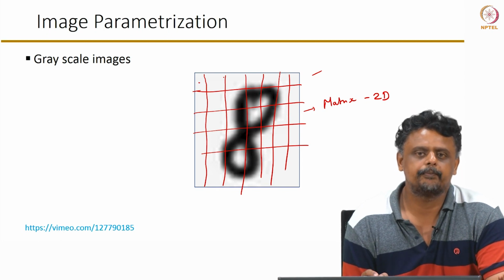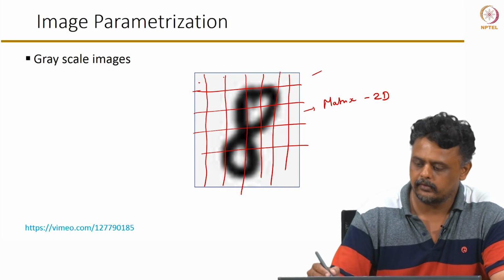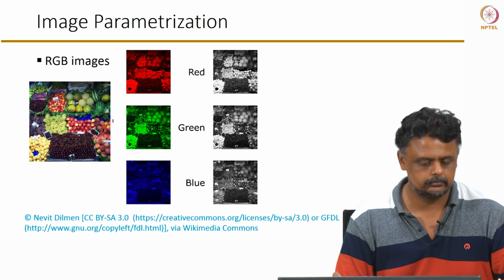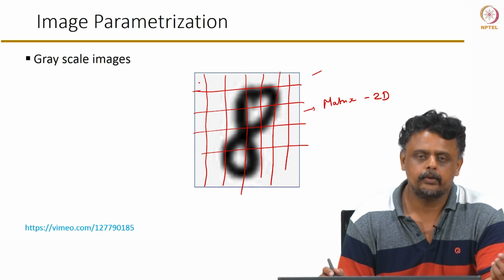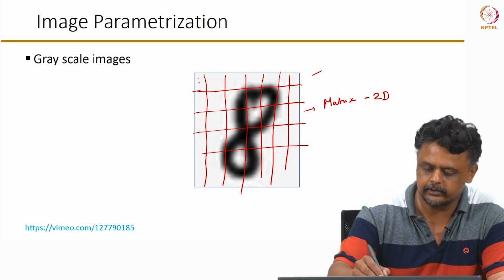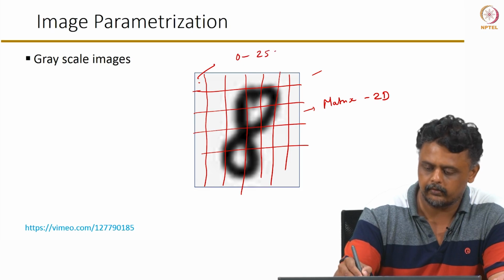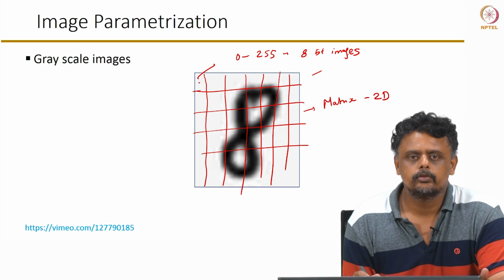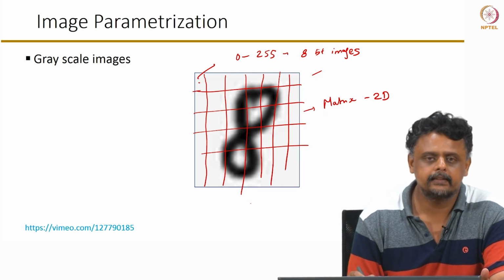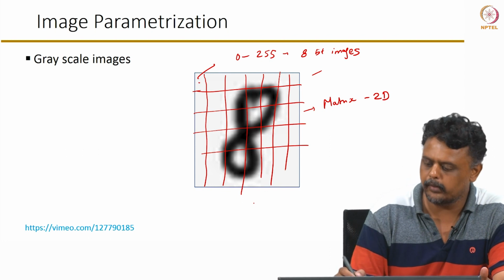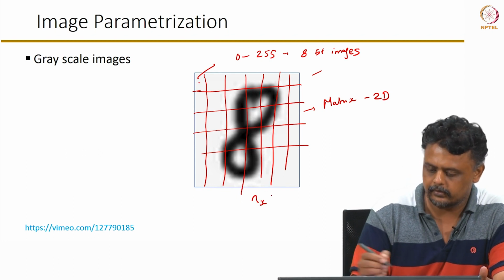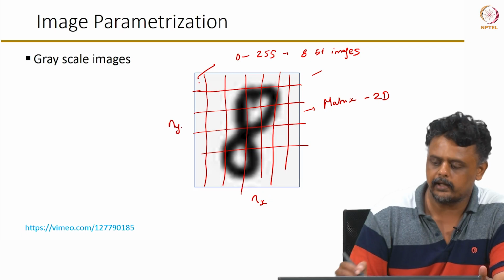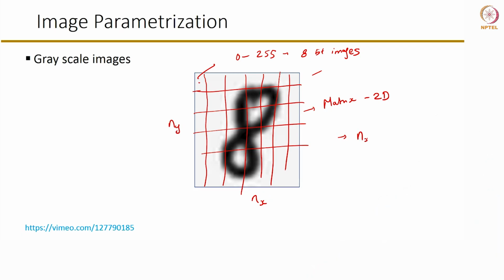So, in a typical image, for instance, the images that you take with your camera, the values of the pixels range from 0 to 255. They are referred to as 8-bit images. Right. And the dimensionality of the input is basically the size of your 2D matrix. So, you might have nx pixels on the x axis and ny pixels on the y axis. So, your image input is of size nx times ny. This is your input to a network.